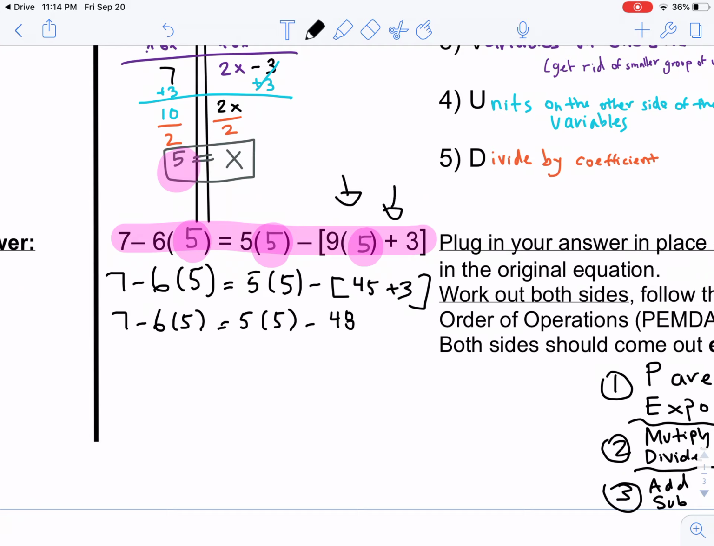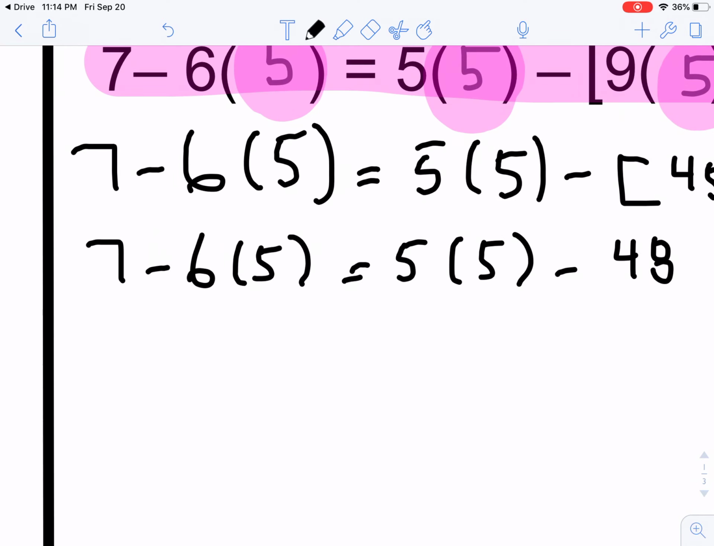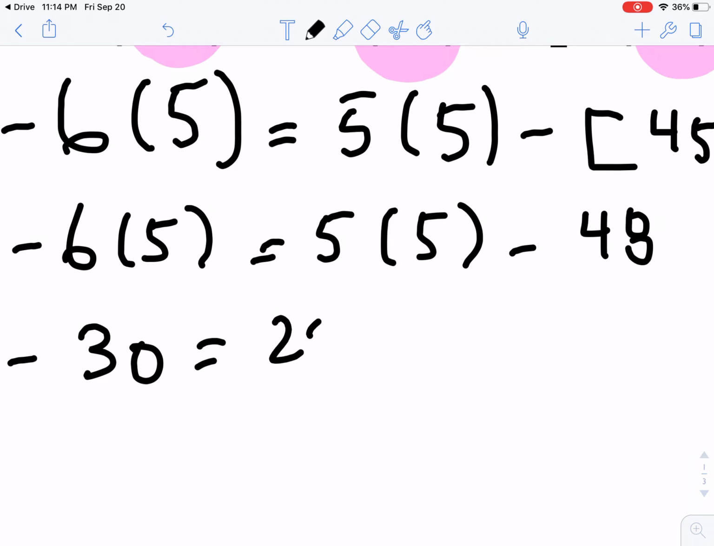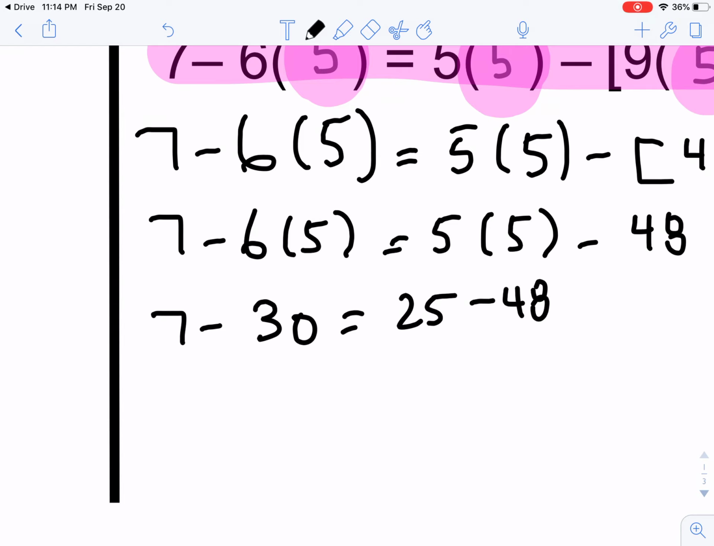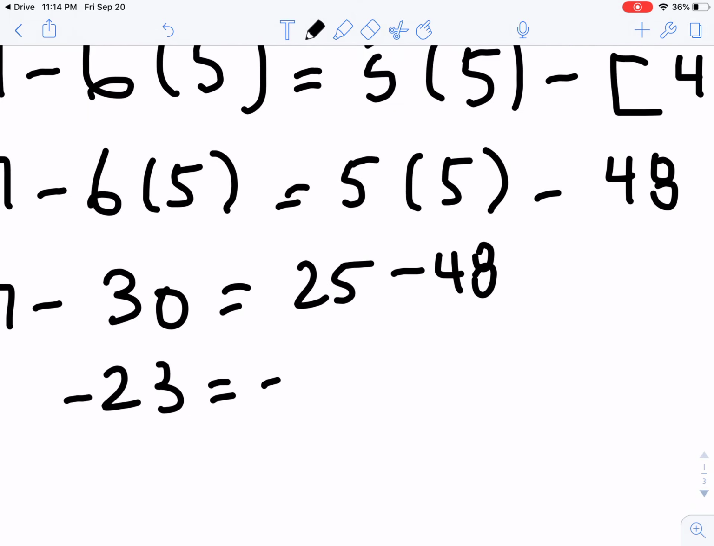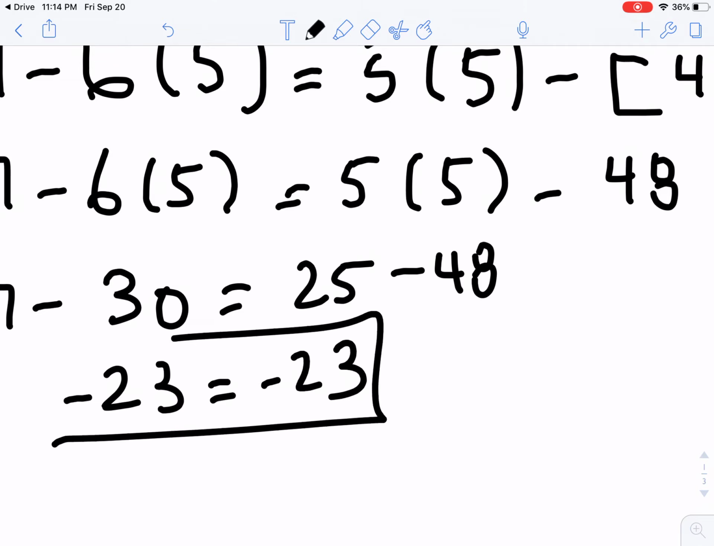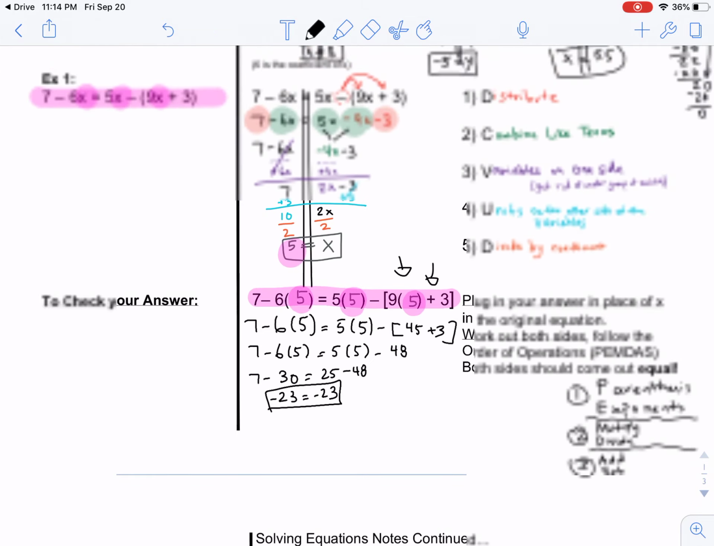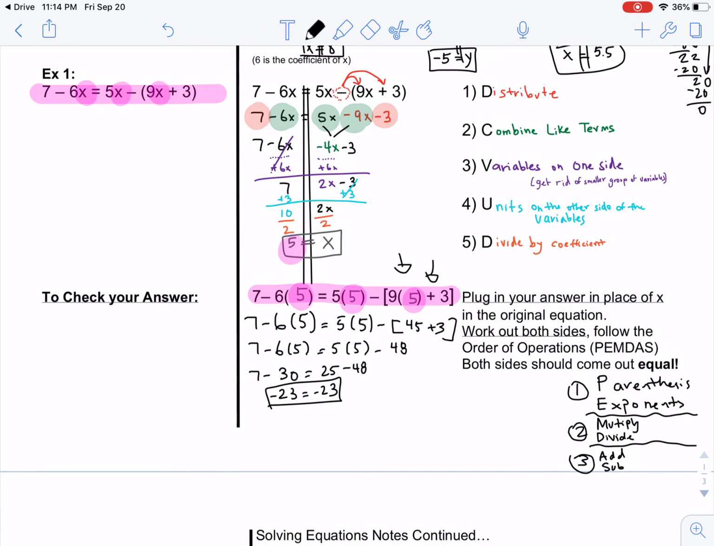Next, I need to multiply and divide. There's a lot to multiply and divide. So 7 minus, here's a multiplication, 6 times 5 is 30. 5 times 5 is 25. And I'll copy the rest. Now that we did all of our multiplication and division, we could add and subtract. 7 minus 30 is negative 23. And 25 minus 48 is negative 23. What we did right here, ladies and gentlemen, is check our answers.